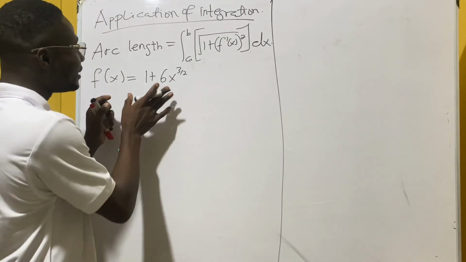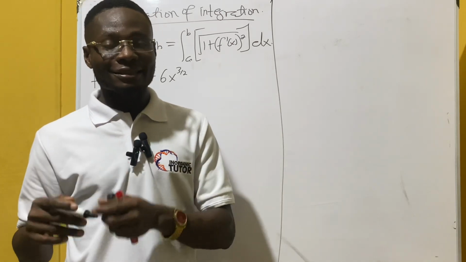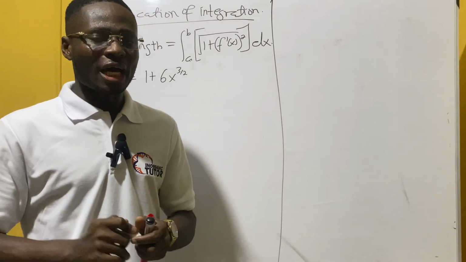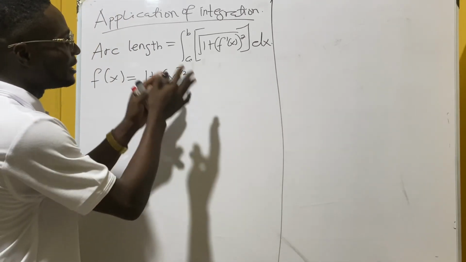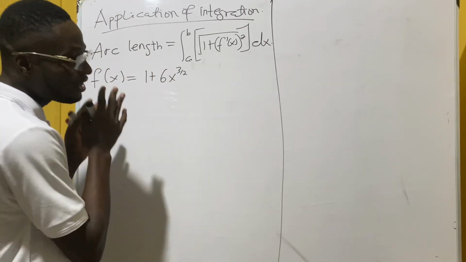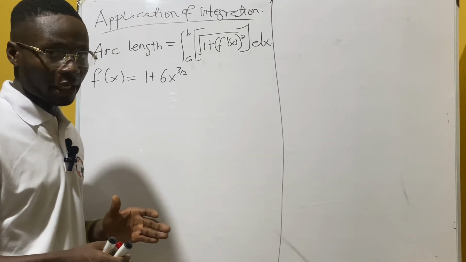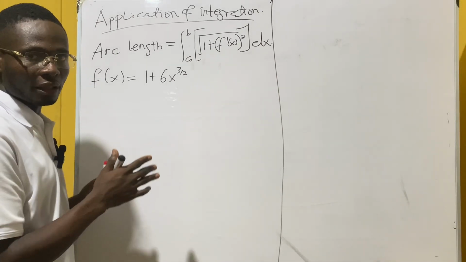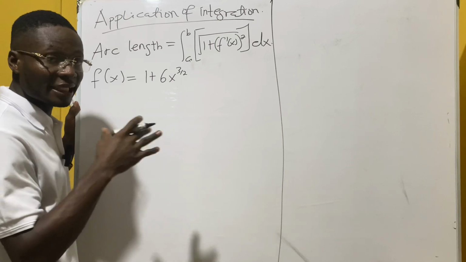So we have this particular problem here, which is 1 plus 6x power 3 on 2, and you want to find the arc length. So basically what you need is your first derivative of the function, then you add 1 to the result. Okay, so let's look at how we can deal with this particular problem. Let's go.